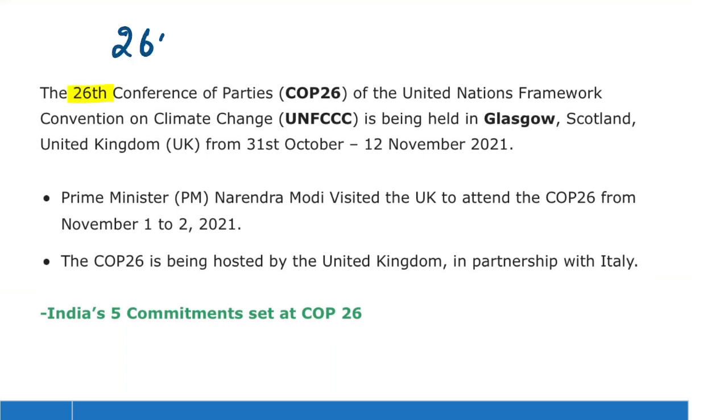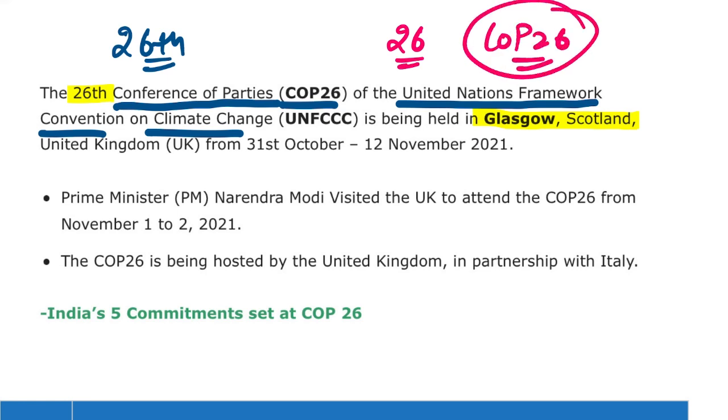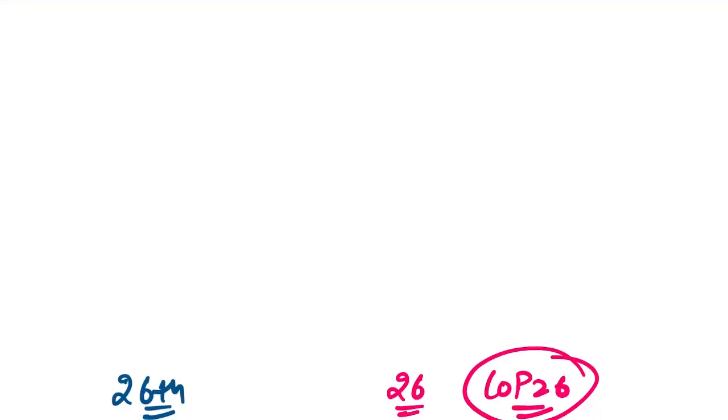First question, direct and simple. The 26th edition of the COP, that is the Conference of Parties of the United Nations Framework Convention on Climate Change, is being held at what location? In Glasgow, Scotland. Direct, simple question: where did the 26th edition, COP26, take place? It took place in Glasgow, Scotland, that is in the United Kingdom, between 1st to 12th of November. It is mentioned here as 1st to 12th of November, so you can understand that.